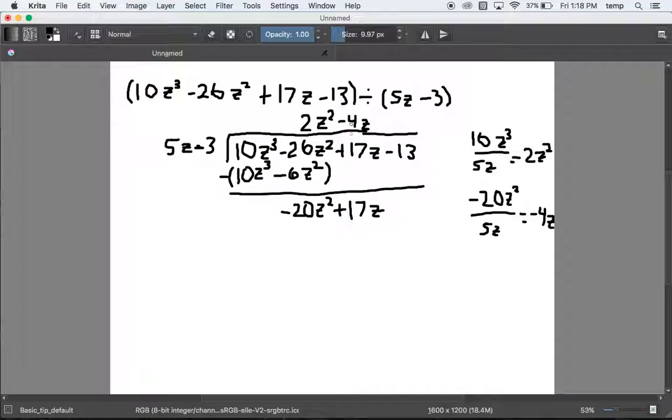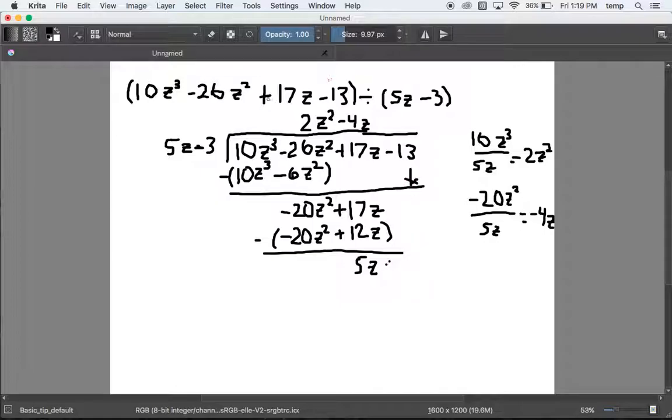We'll take negative 4z times positive 5z. So that would leave us with a negative 20z squared. We'll take negative 4z times negative 3, and that'll leave us with a positive 12z. We now subtract: negative 20z squared minus negative 20z squared. It's going to leave us with 0. And then we have 17z minus 12z. That'll leave us with a 5z. And drop our last term down here.